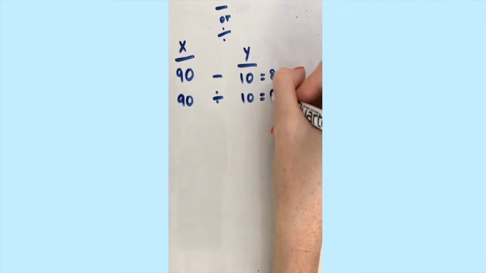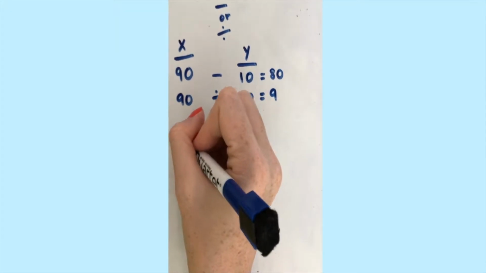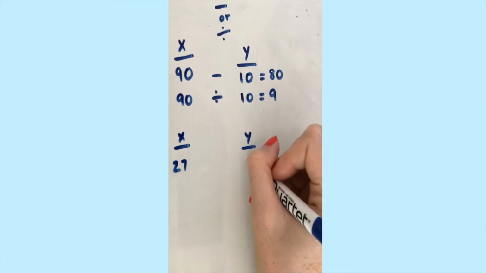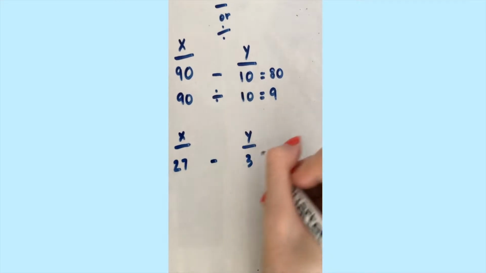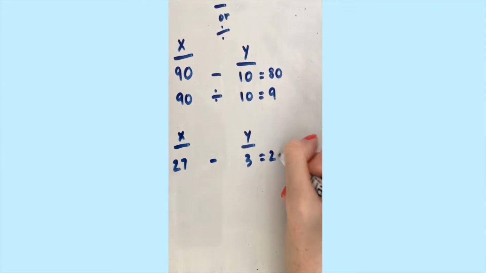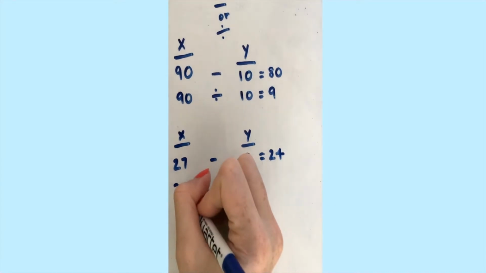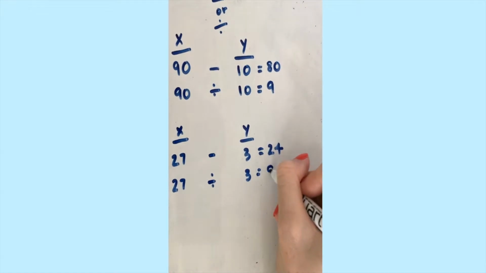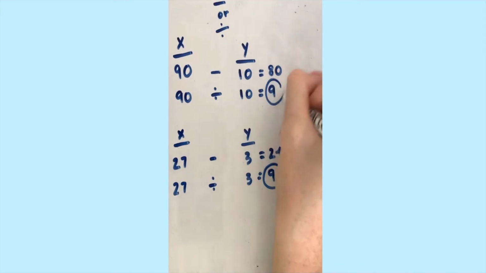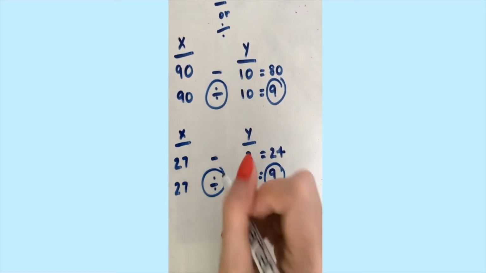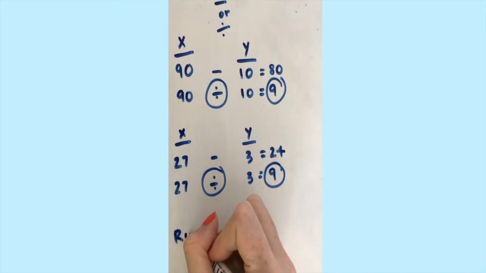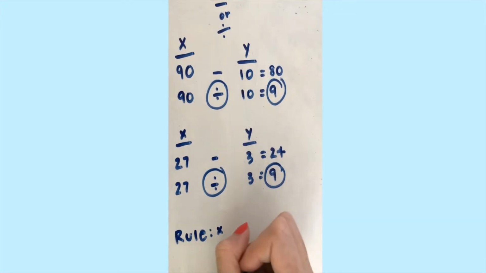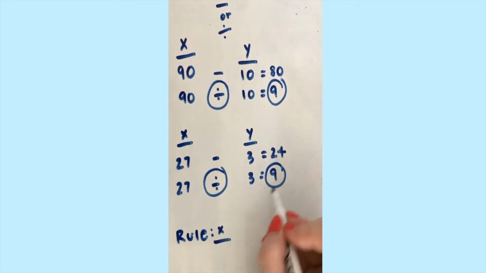Now that we have this data, let's look at our other known input and output, 27 and 3. Starting with subtraction, we get 24 when taking 3 away from 27. Since 24 doesn't match any of our data from our first input-output set, let's move on to division. 27 divided by 3 is 9. We now see a common pattern in both outputs. Our commonalities are 9 and division. Let's use these to come up with a rule. The rule becomes x divided by 9 equals y.